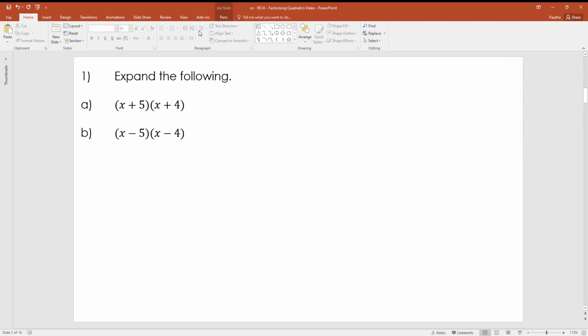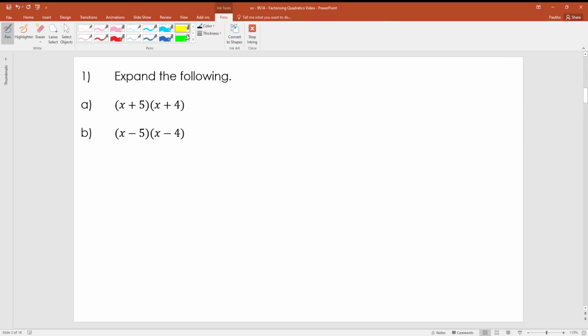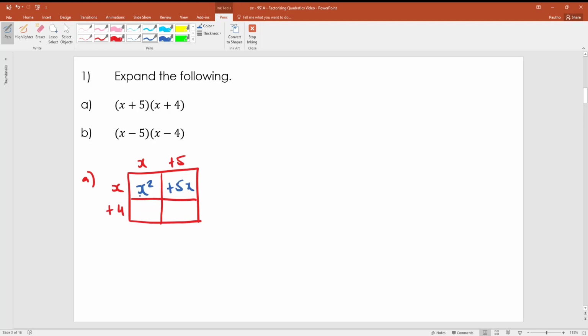Okay, welcome back. So this should be quick now, a quick recap. If I expand the first one, which is question A, then here's my grid. So x plus 5 times x plus 4. Fill the grid in. x times x is x squared. x times positive 5 is positive 5x. x times positive 4 is positive 4x. And 5 times 4 is positive 20. And remember, these diagonal terms will always be like terms. They will combine. So you're going to get x squared plus 9x plus 20.